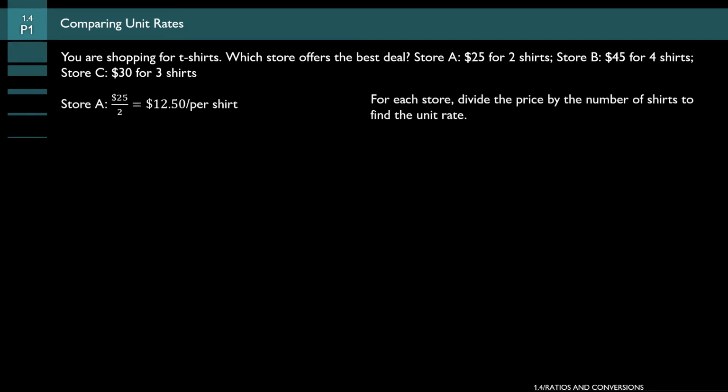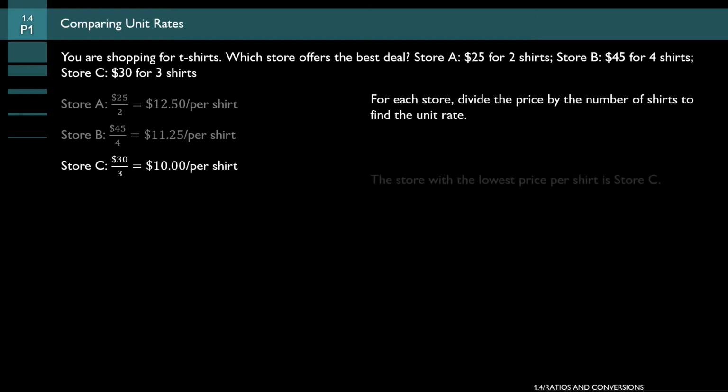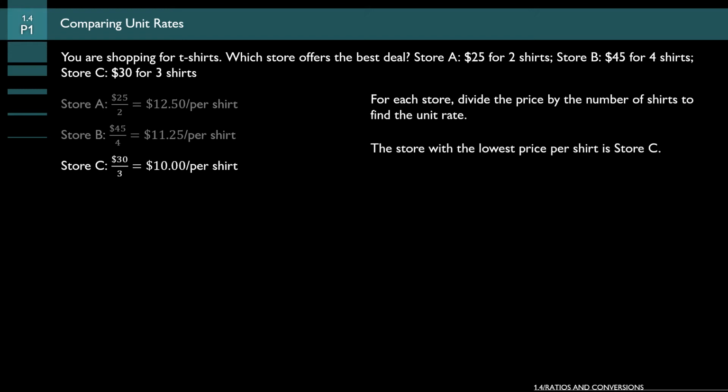25 divided by 2 is going to be $12.50 per shirt. At store B, you can get 4 shirts for $45, so we're going to do $45 divided by 4, and that comes out to $11.25. So as of right now, store B is the better deal. Now store C has 3 shirts for $30, so we divide 30 by 3. That gives us $10 per shirt. So if we want the store with the lowest price, store C is where we're going to go.